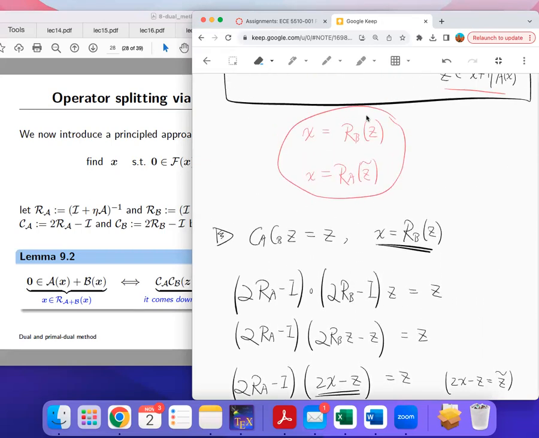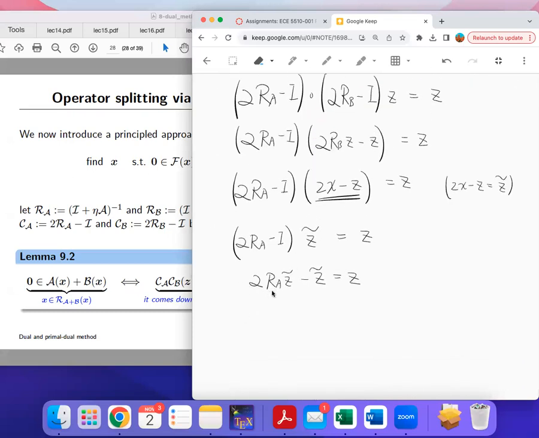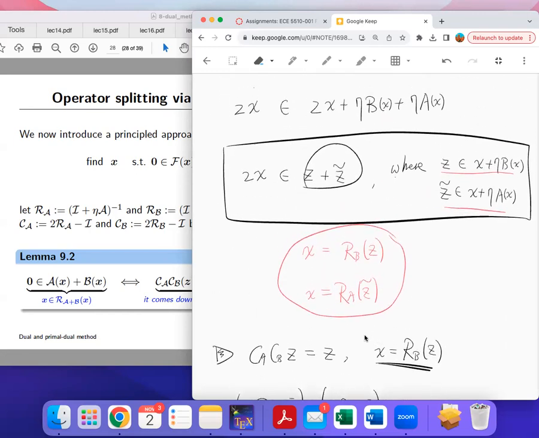Okay. But RAZ tilde is x. This is x. So this is 2x minus z tilde equals z. And this is consistent with what we have, right? So to continue the proof, right?